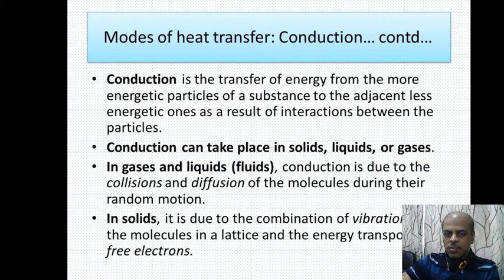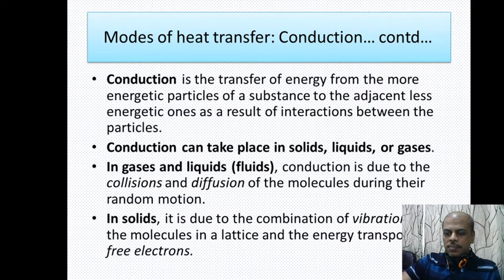So that adjacent molecule also starts moving because of the energy from the adjacent one. So from molecule to molecule, it goes on transferring the heat. That is the mode which is called conduction.